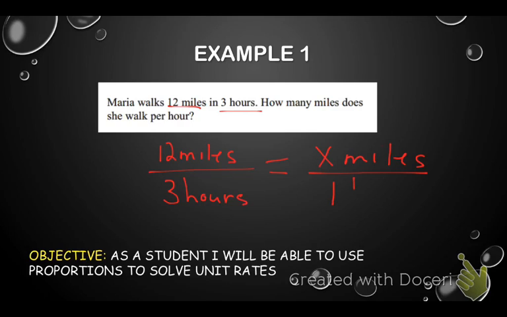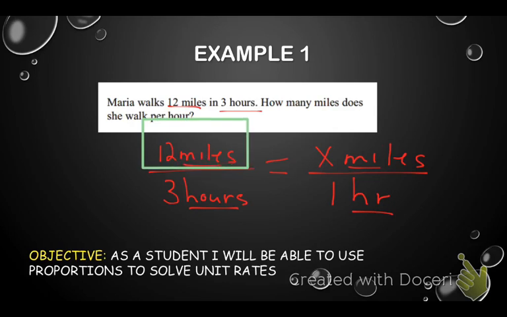Does she walk per hour? So that's 1 hour, because remember, per means 1. Now, remember very quickly that hours and hours are in a line, and miles are in a line. They have to be that way. If you get them mixed up, you cannot do this process. All right, so how do we solve for x miles? Well, we cross multiply and divide.